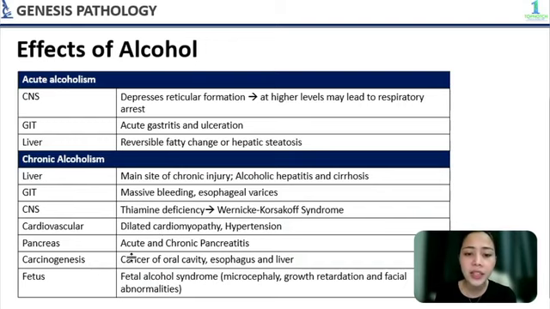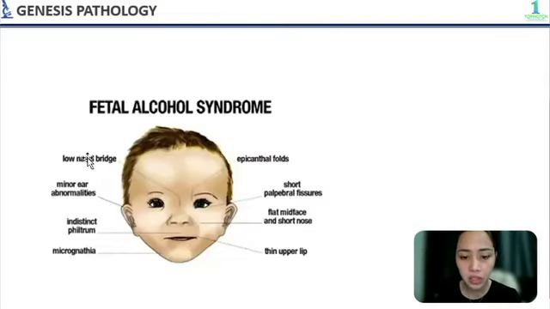It's a cause of pancreatitis. It can also lead to certain cancers, okay? As well as fetal alcohol syndrome na mayroong characteristic appearance, microcephaly, and facial abnormalities. So itong itsura niya, okay?